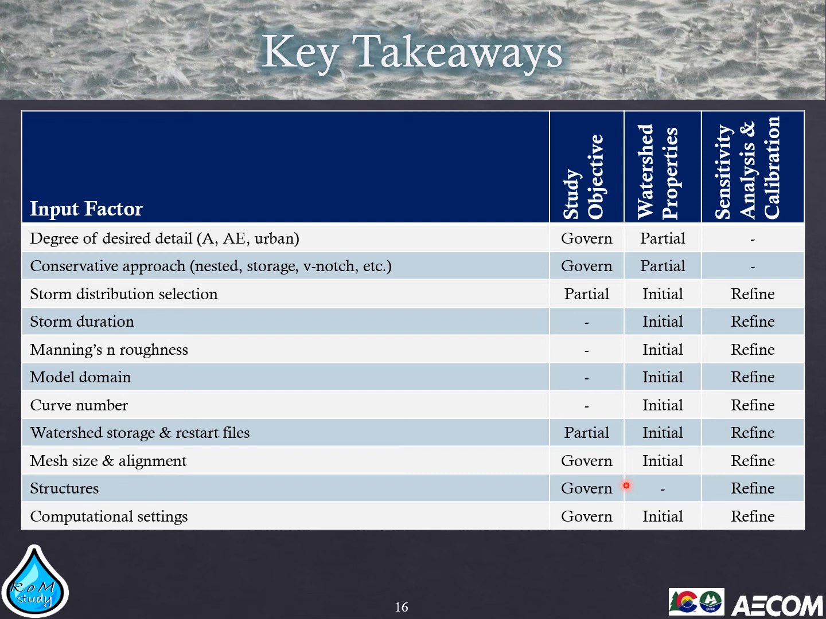Same with structures, how they're handled in terms of A versus AE. Typically in an A or a BLE, you're going to use a V-notch, whereas in an AE, you'll typically use an internal connection or rating curves across long areas if needed. And then for computational settings, similarly for BLE, usually it's going to be diffusion wave, and you can maybe bump up your max courant a little bit to run your model a little faster. Whereas if you're doing an AE with structures, you may consider using full momentum, and some of that's going to depend on slopes as well.